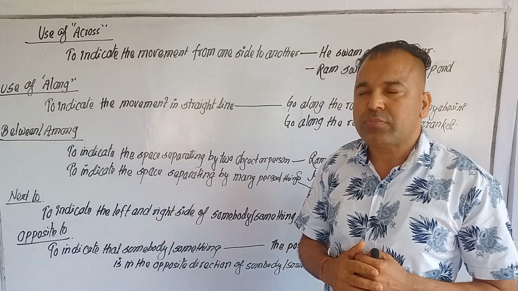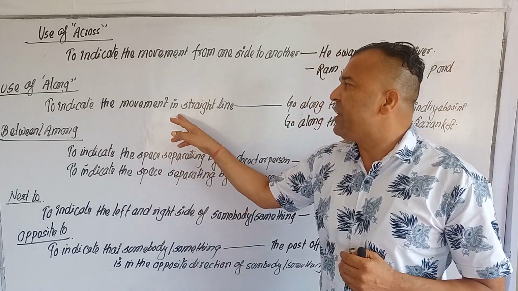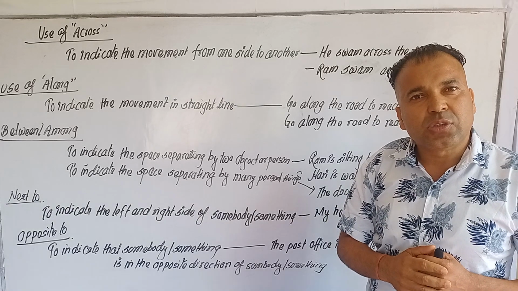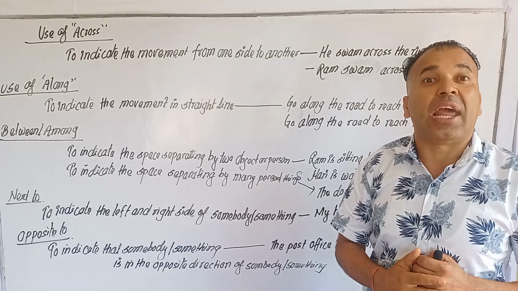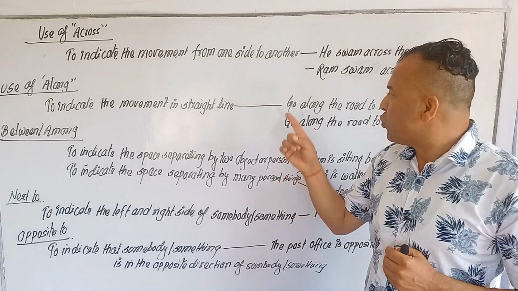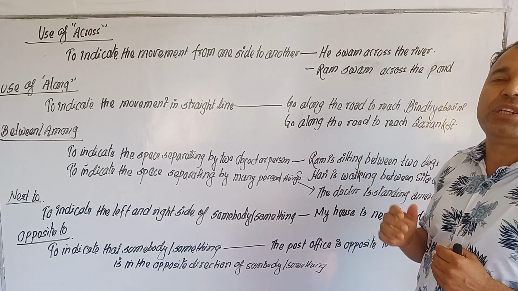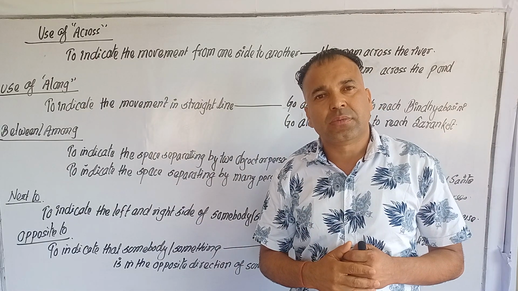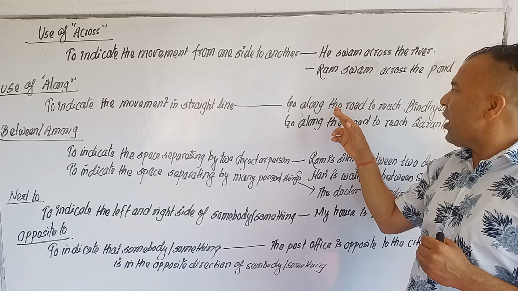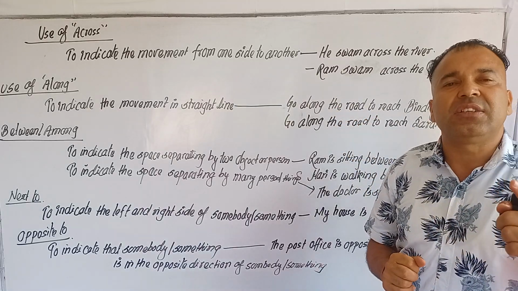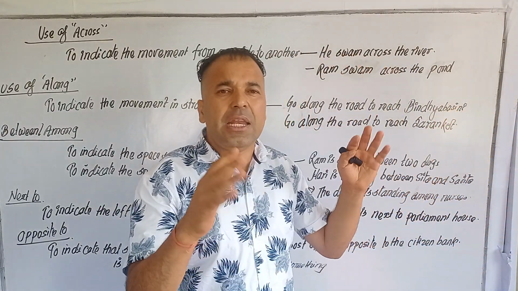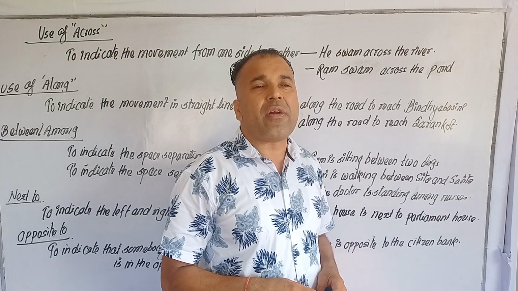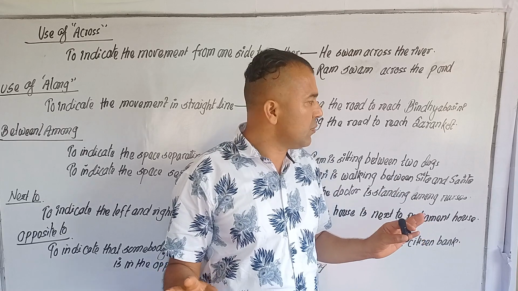Use of along is to indicate the movement in a straight line. Remember that the movement in a straight line is along. Go along the road to reach a certain place, Vindhyavasini temple, whatever else. Go along the road to reach any place. Like this.